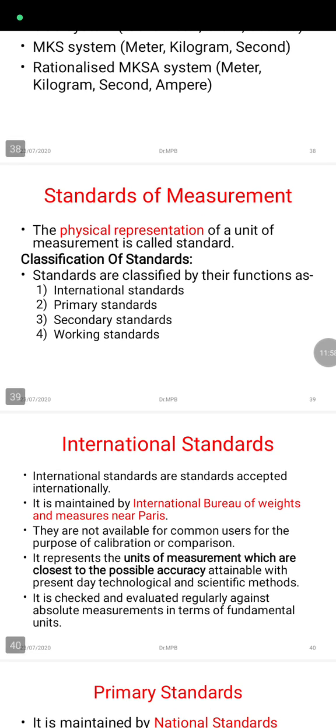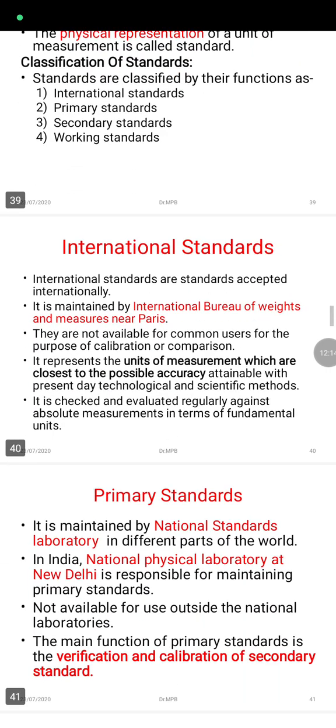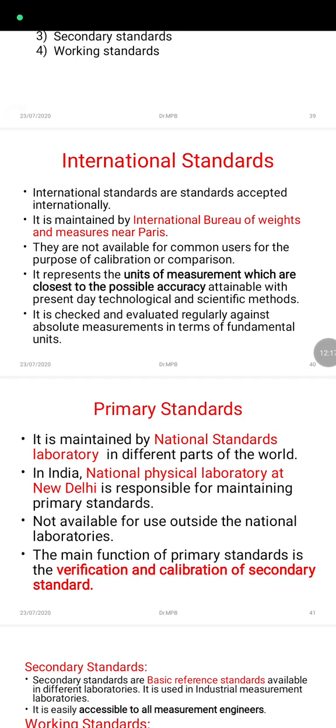What do you mean by standard of measurement? The physical representation of a unit of measurement is called a standard. Classification of standards: these standards are classified by their function as international standard, primary standard, secondary standard and working standard. International standards are standards accepted internationally. They are maintained by the International Bureau of Weights and Measures near Paris. They are not available to the common user for the purpose of calibration or comparison. They represent the units of measurement which are closest to the possible accuracy attainable with present day technological and scientific methods.